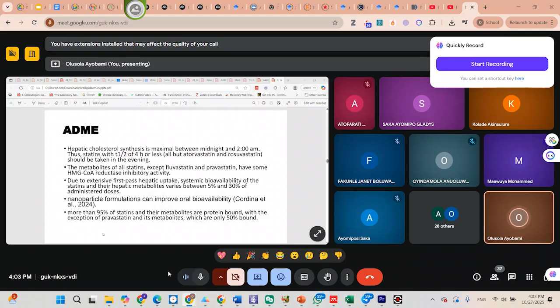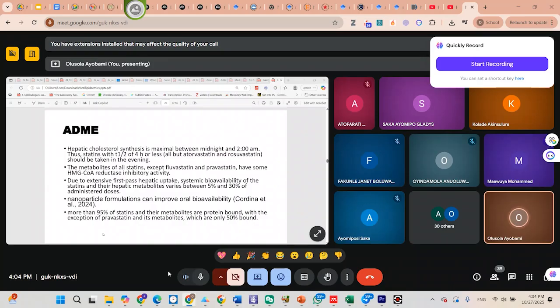The only exemptions are atorvastatin and rosuvastatin, because they have very long half-lives, which can help sync with the chronobiology of cholesterol synthesis. Then the metabolites of all statins, except for fluvastatin and pravastatin, can also reduce cholesterol synthesis. Due to the extensive first-pass metabolism, which I've talked about earlier on, the systemic bioavailability of statins can vary between 5% to 30%. Although now in pharmaceutical technology, they are using nanoparticles to formulate so that oral bioavailability will improve.